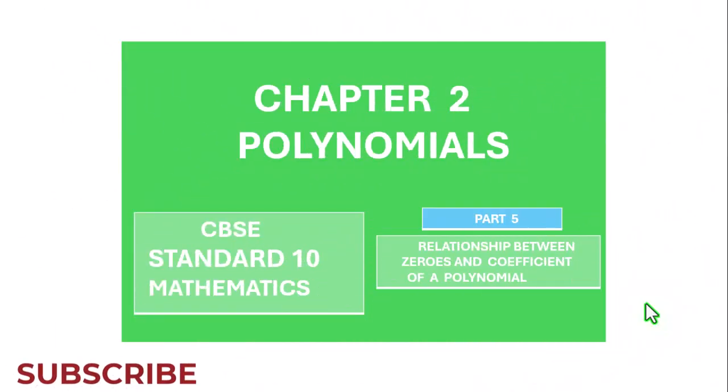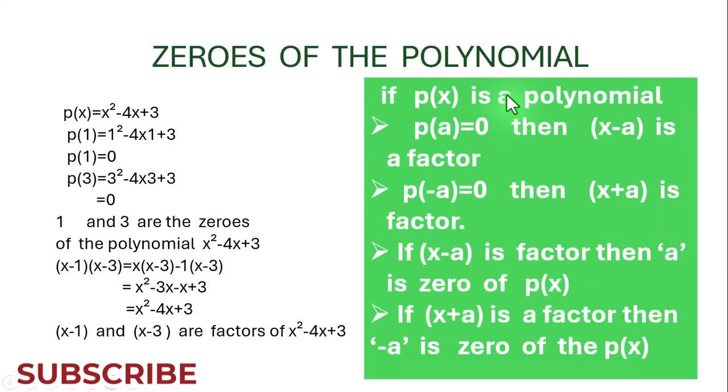In this video, I am going to discuss Chapter 2, Polynomials, CBSE standard mathematics. This is part 5. In this video, we cover the relationship between zeros and coefficients of a polynomial. First, zeros of the polynomial. Here the polynomial p of x is equal to x square minus 4x plus 3.